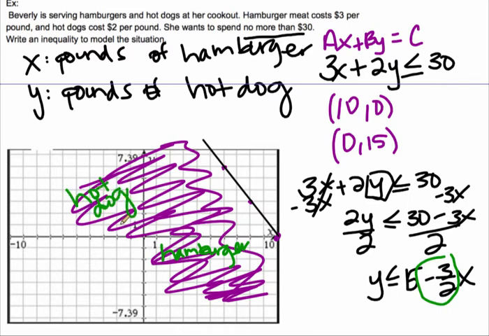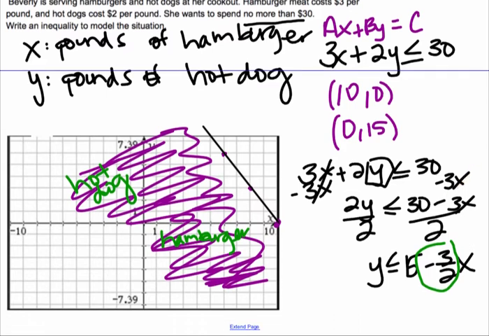Okay, so are we going to sell or buy negative hamburgers? No, we are not. Are we going to sell or buy negative hot dogs? No. So the only quadrant that we are really concerned with is quadrant 1. So anything in here underneath this black line is a possible solution.